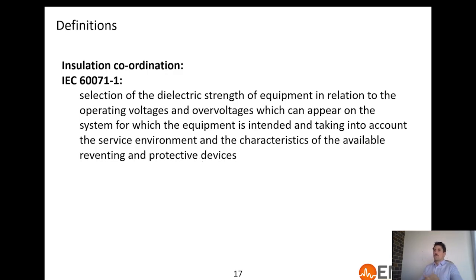Okay, so what is insulation coordination doing? Here you have the standard definition. The goal of insulation coordination is eventually to determine the dielectric strengths of your equipment, so the size of the insulator, to determine the BIL and the BSL of equipment, and to determine the rate of failure of equipment.